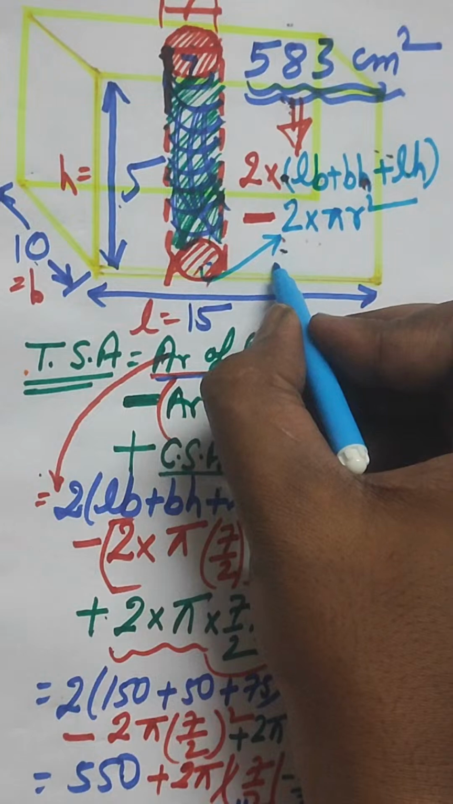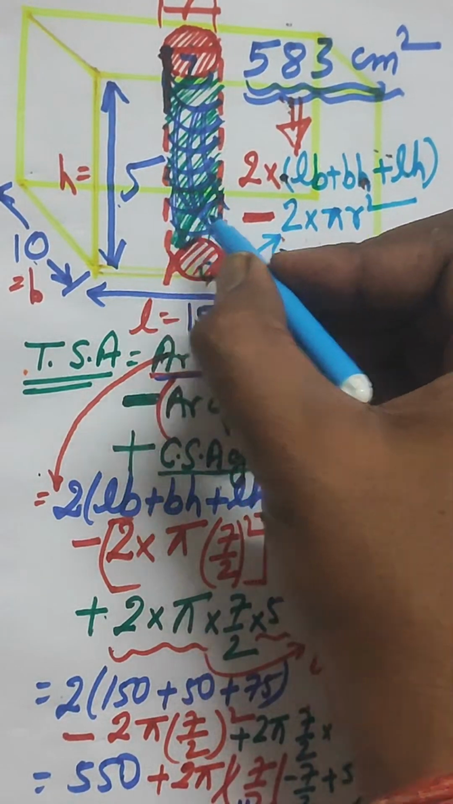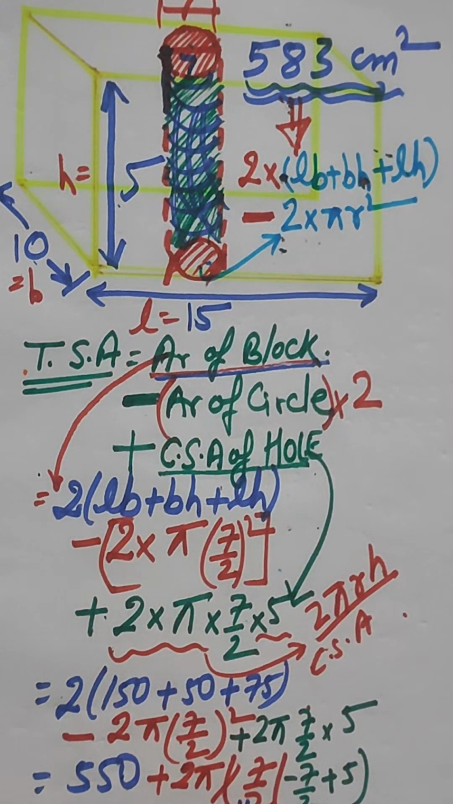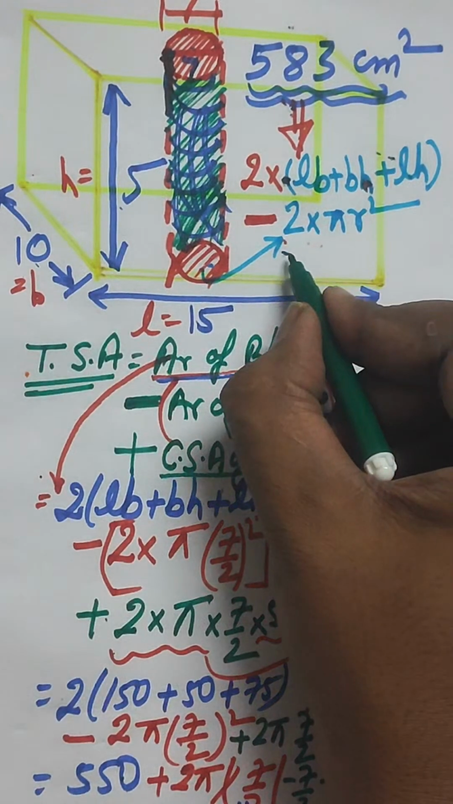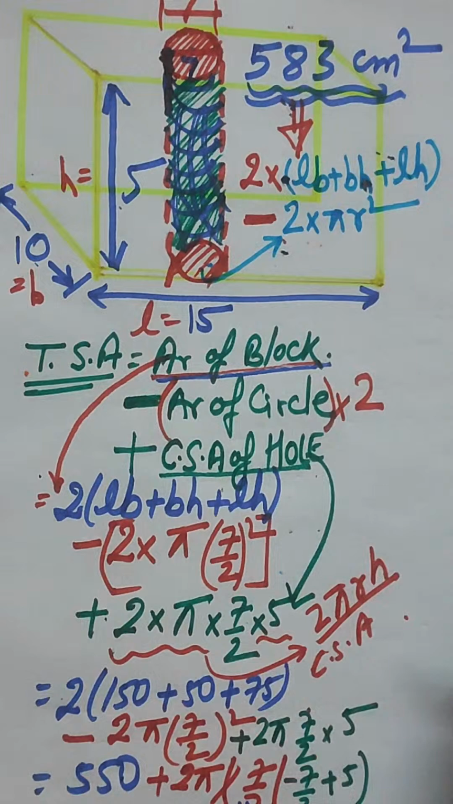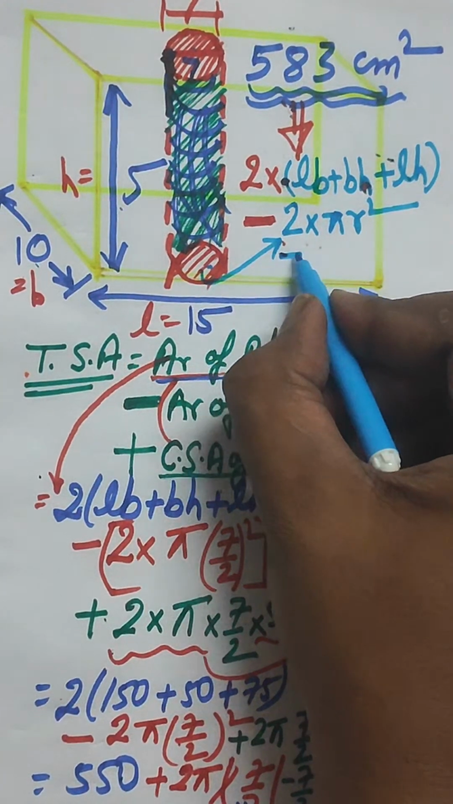Then you need to add the curved surface area of the cylinder, which you are just able to touch. Because this is drilled out, you can insert your hand and touch the side walls of this block. So this is in the shape of a curved surface area of a cylinder, right? So after this you need to add the curved surface area of the cylinder.